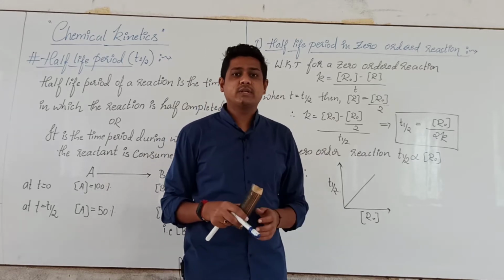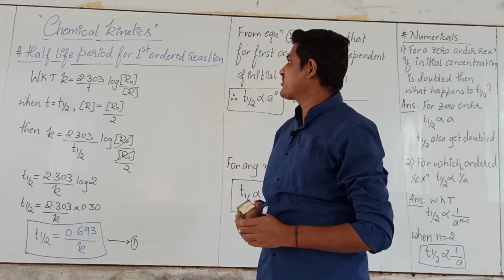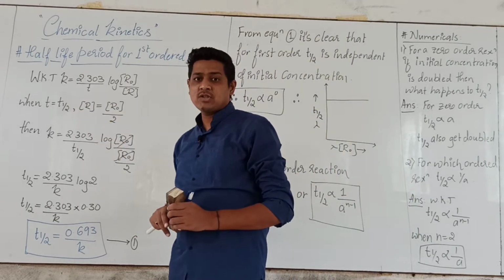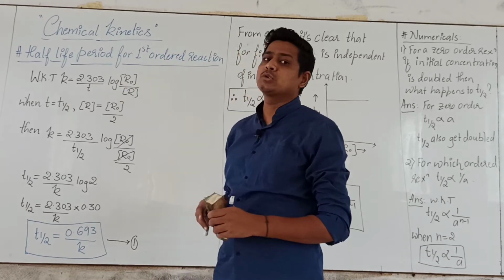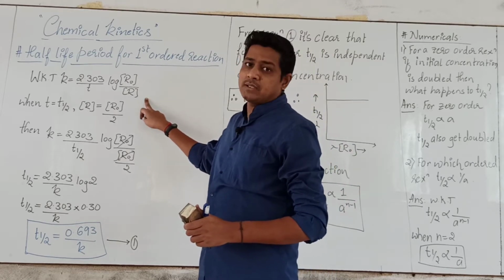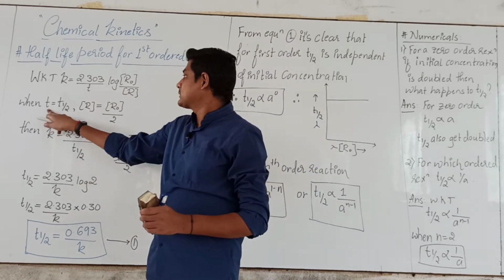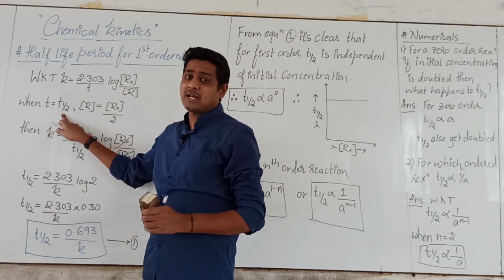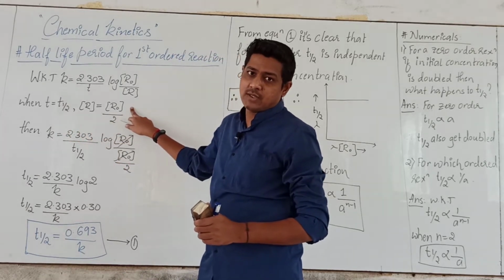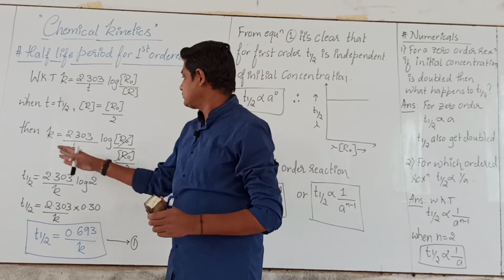Now let us move on to the first order reaction. Students, let us look into the half-life period for the first order reaction. We know the integrated rate equation for the first order reaction is k equals 2.303 divided by t into log of initial concentration divided by the concentration of the reactant at time t. When time is equal to half of the time required for completion, then the concentration R is equal to half of the initial concentration. Substituting these values in the equation, this is what we get.